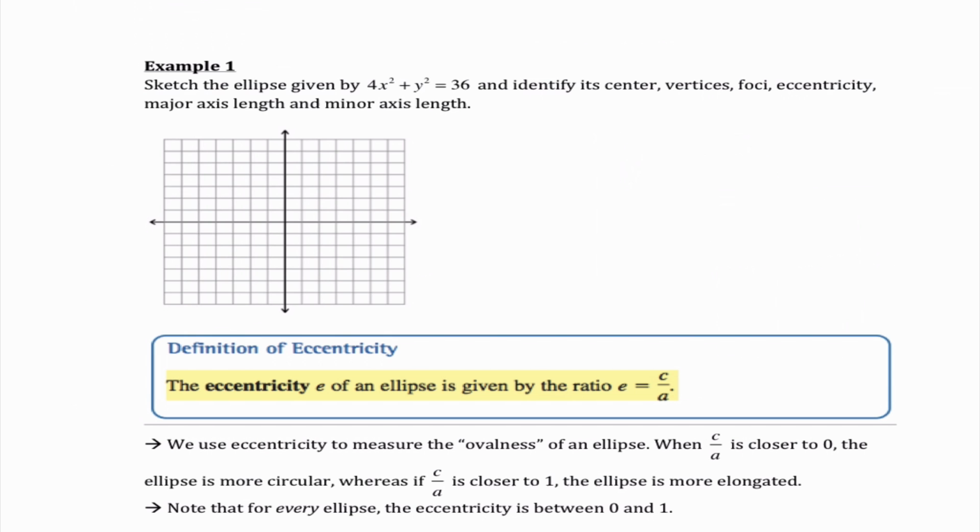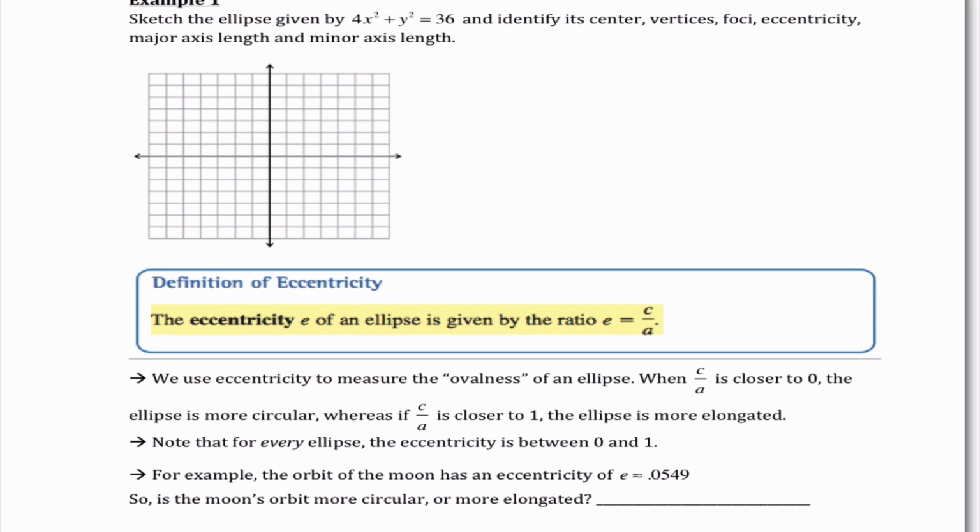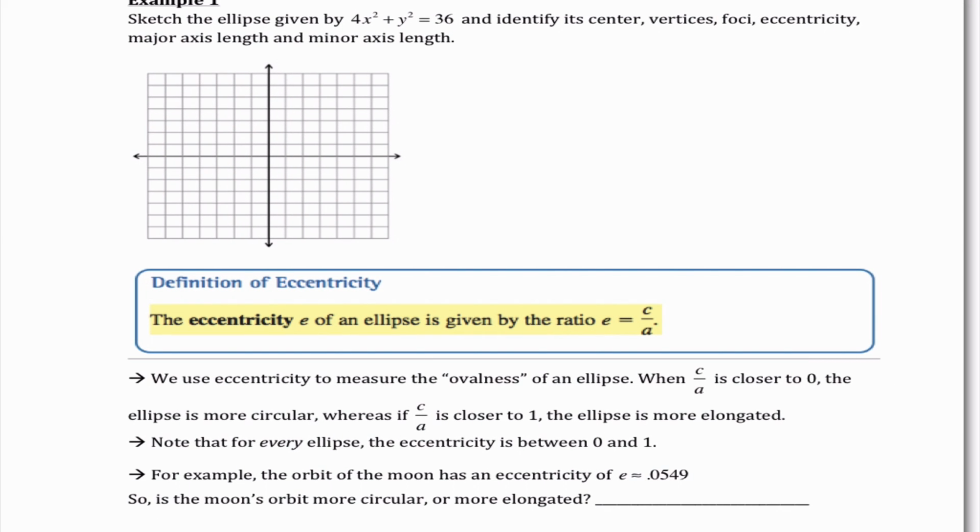The only characteristic we really haven't talked about yet is something that we call the eccentricity of an ellipse. The eccentricity is measuring the ovalness of an ellipse. So it's telling us, is it closer to being circular, or is it more elongated? And by elongated, it could be horizontal or vertical. It could go either way, but it's just not as circular.